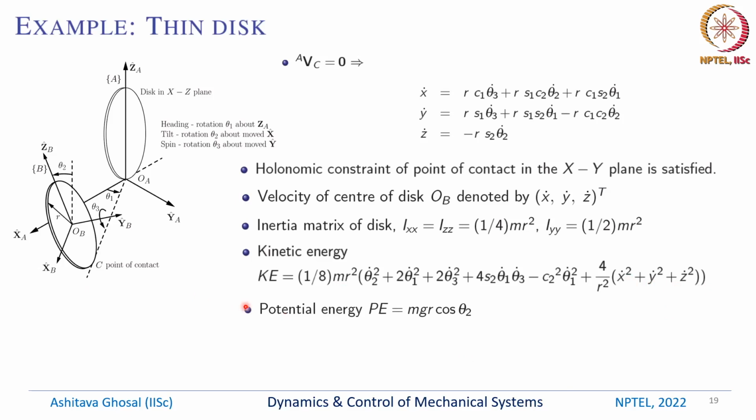The potential energy is mgr cos theta 2. If you see, when it is vertical and it is tilting by theta 2, then the height above the ground is r cos theta 2, and hence the potential energy is mgr cos theta 2. The Lagrangian can be obtained, which is given by KE minus PE.